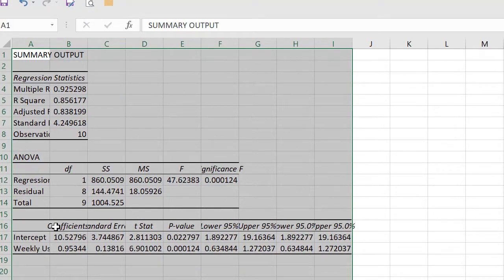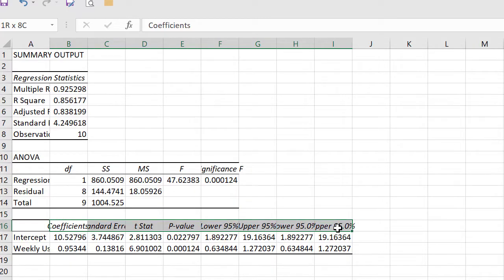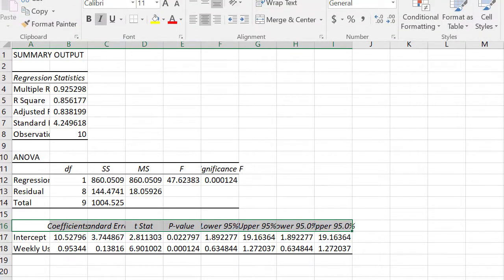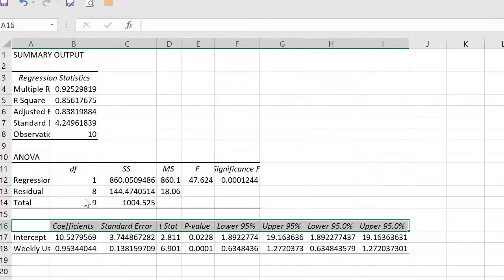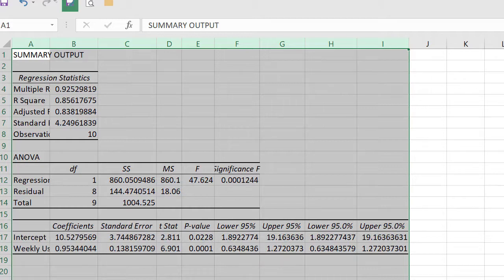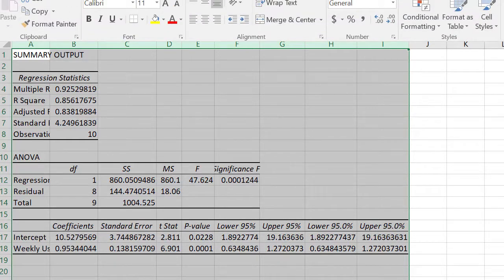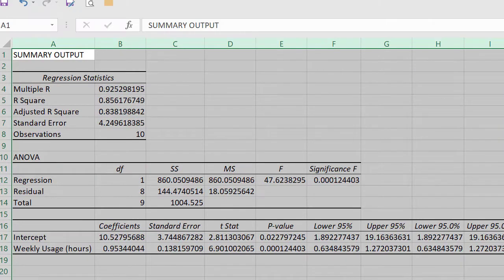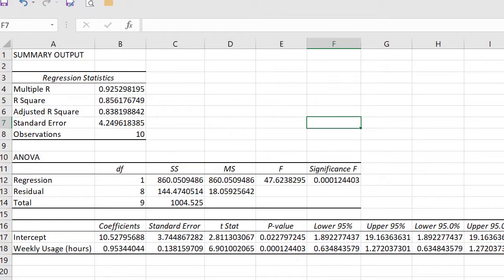Let's make sure everything is wide enough for us. I'm going to go to the Home tab, the Format area, and AutoFit Column Width, and we can see that we have the intercept and the weekly usage hours. And now we have our output for this regression analysis.